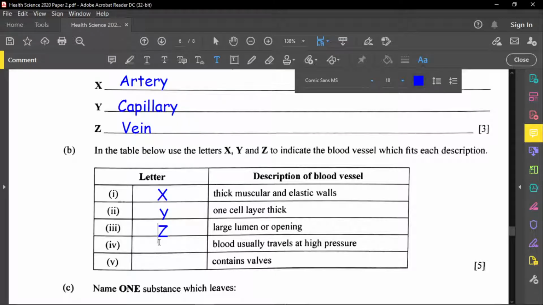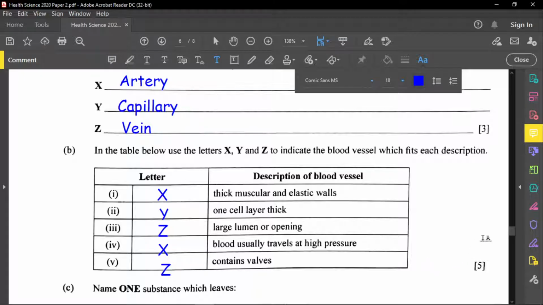Next one here is asking us, blood usually travels at high pressure, and arteries carry blood under high pressure. That is X. And contained valves is vein. So this will be Z. Okay, so Z contains valves. Veins contain valves. So V, valves. Please remember that.